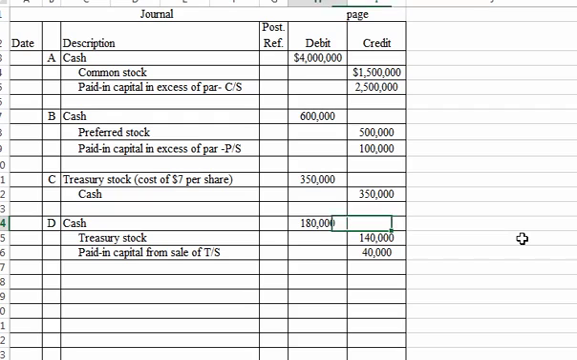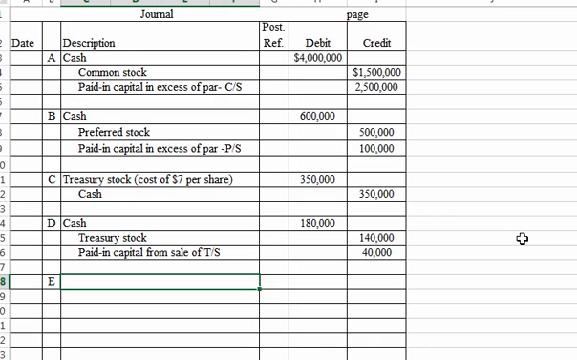What did we do? We increased the asset cash by the amount of cash received. We took treasury stock off the books. It's a contra stockholders' equity account. Decreases on the credit side. We took it off the books at cost, 7 per share, times those 20,000 shares. And then we credited a new stockholders' equity account, paid in capital from sale of treasury stock, for the spread there, $40,000.